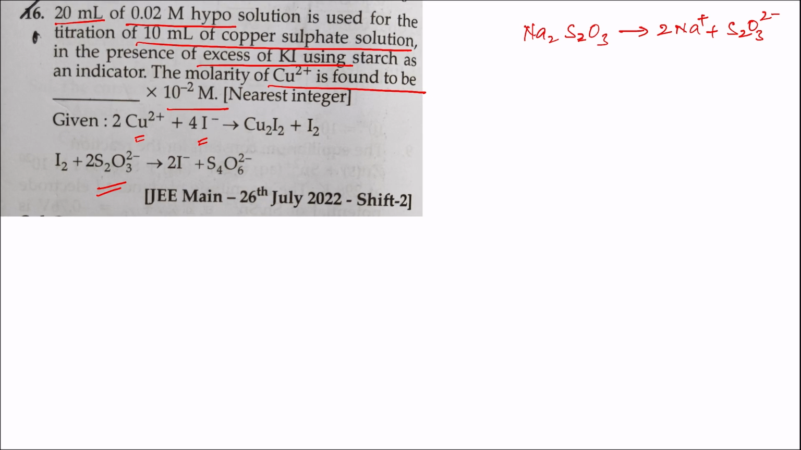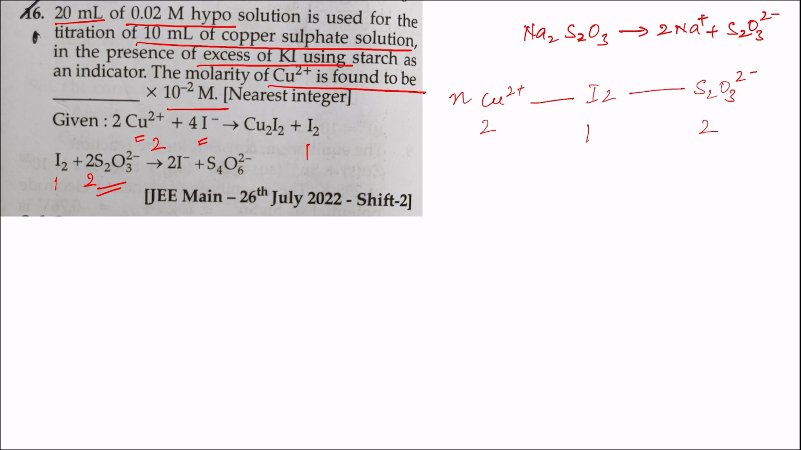with 4 moles of iodide ion and give 1 mole of Cu2I2 and 1 mole of iodine. So 2 moles of Cu2+ ion give 1 mole of iodine. This 1 mole of iodine then reacts with 2 moles of hypo. Therefore, it can be written 2 moles of Cu2+ ions give 1 mole of iodine, and this 1 mole of iodine reacts with 2 moles of hypo solution.